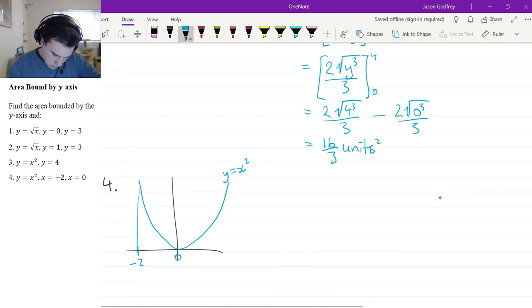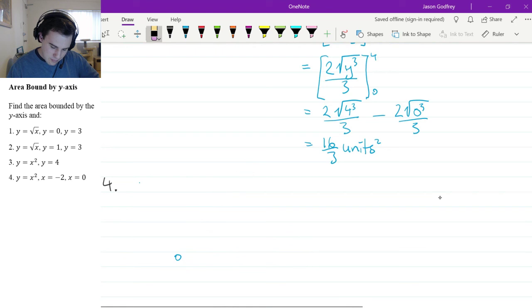This seems odd, because if it's bound by the y-axis, it can't be y should equal negative 2 either. That won't make any sense. Don't worry about question 4. Mr. Godfrey made a mistake.